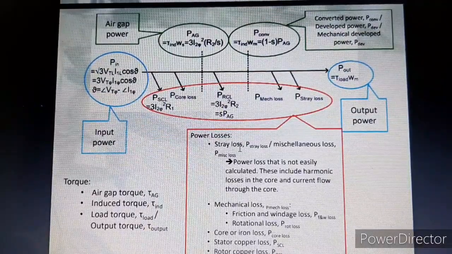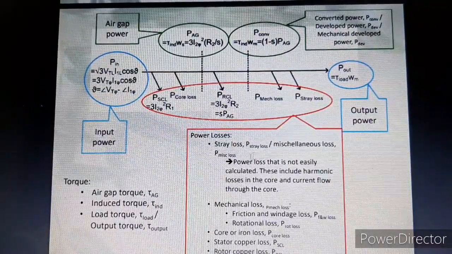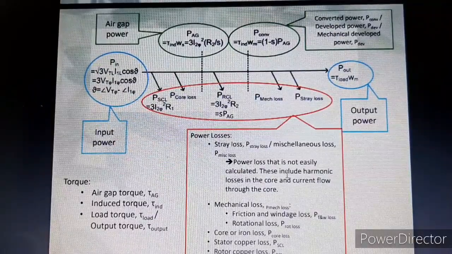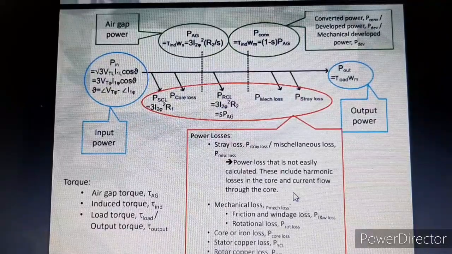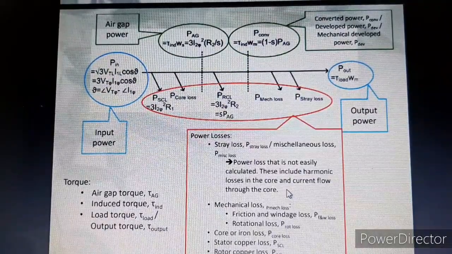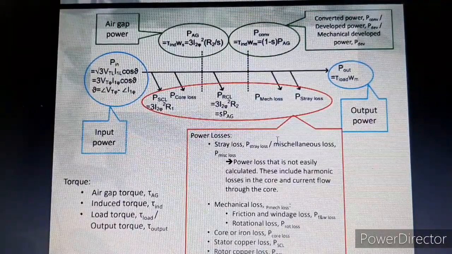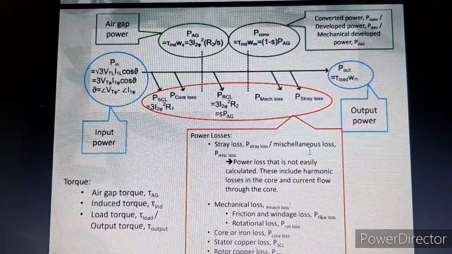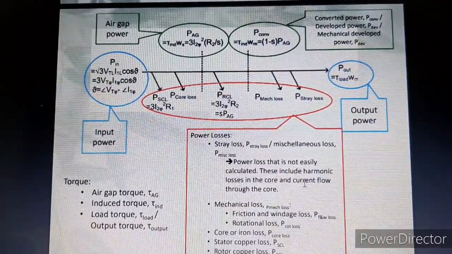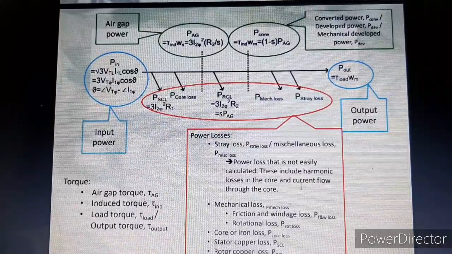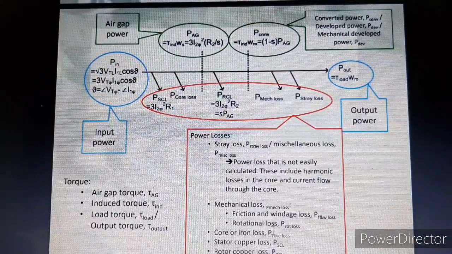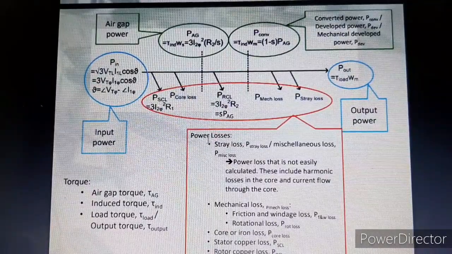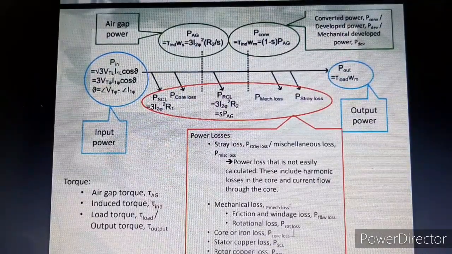And then stray loss. It's stated here that it is the loss that is not easily calculated, including harmonic losses in the core and current flow through the core. So the other name for P stray loss is P miscellaneous loss. I hope I pronounced it right. Okay. And then mechanical loss has two types, friction and windage. And then core loss is also called iron loss. Please take note.